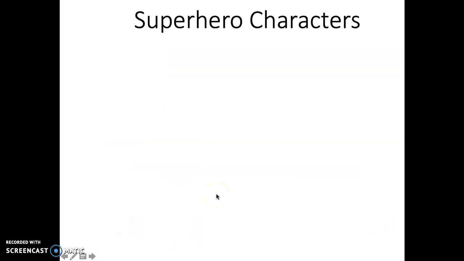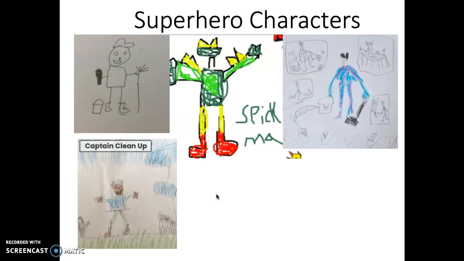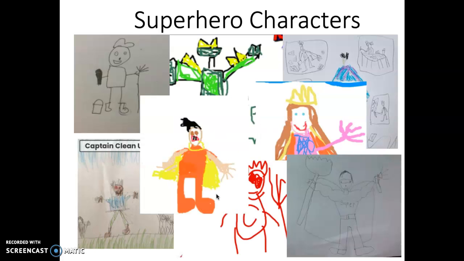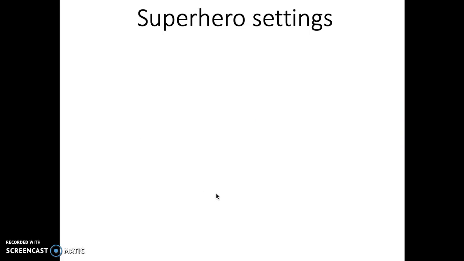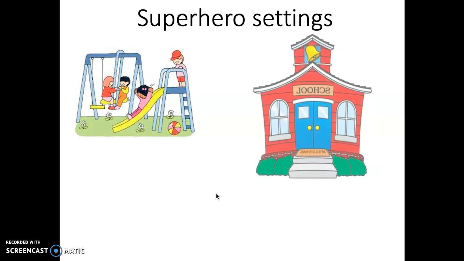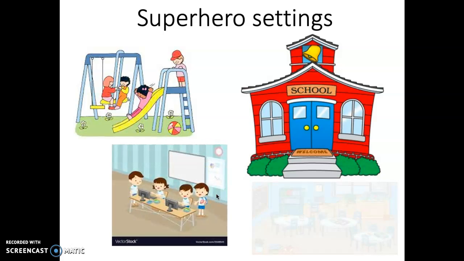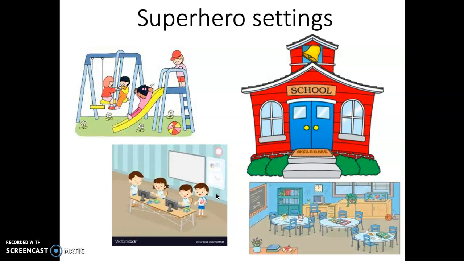First, you need a superhero. And you guys have thought of some really great superheroes that you've already designed. So the next thing you're going to think about is, what is your setting? Where will your superhero be? Are they at the playground? Are they at school? Are they in the CDI? Are they in the classroom?